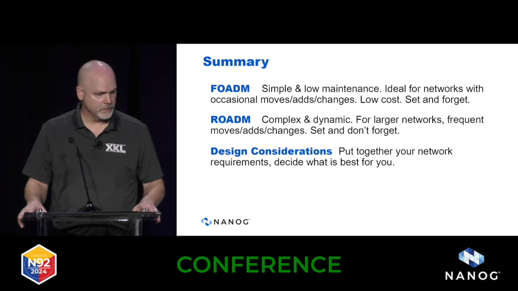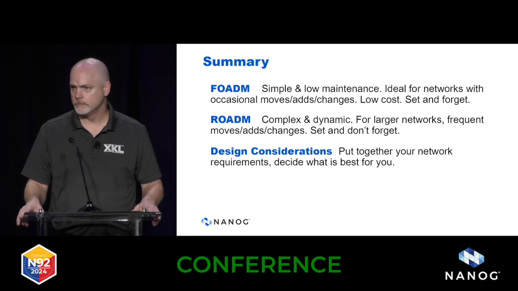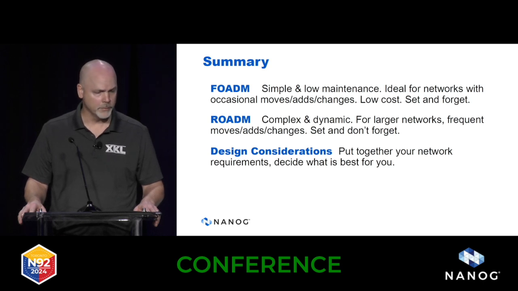So in summary, FOADM is simple and low maintenance, low cost. It's ideal for networks that have occasional moves, adds, drops, changes, and it's a set and forget type of device. A ROADM is complex and dynamic. For larger networks, you've got a lot of frequent changes, and set and don't forget. And so basically put all this together and figure out what you need. Talk to your vendors, talk to the experts, and get some advice on what makes sense for your network. That's it.